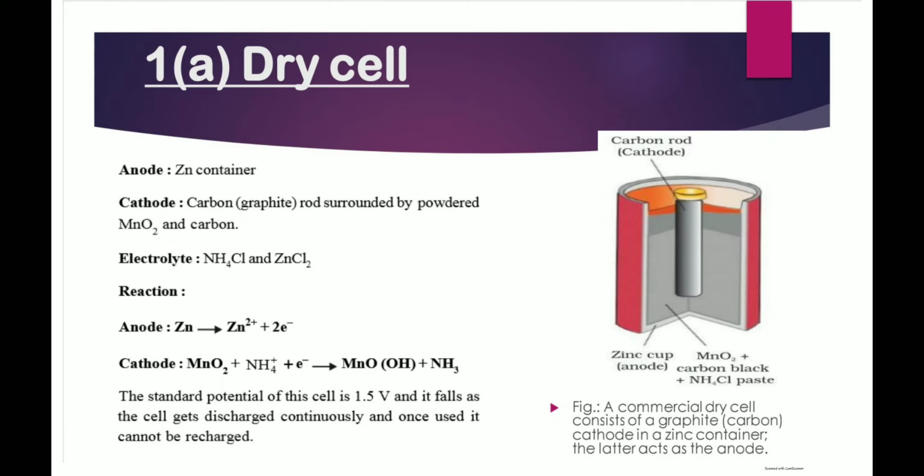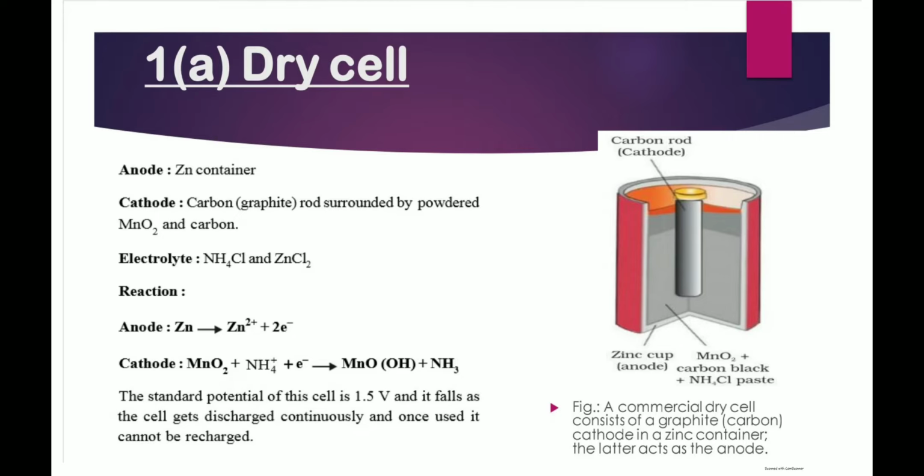So first, the dry cell. It has a cathode consisting of a graphite rod surrounded by a paste of MnO2 and powdered graphite, and an anode of zinc. The electrolyte is a moist paste of NH4Cl and ZnCl2.